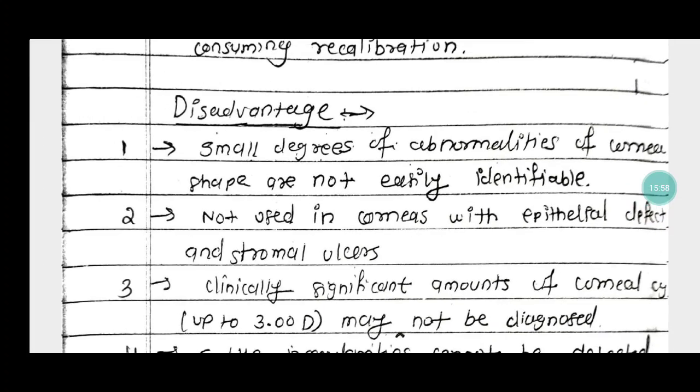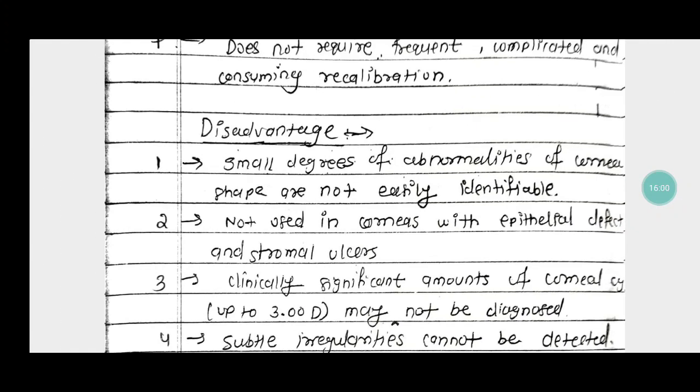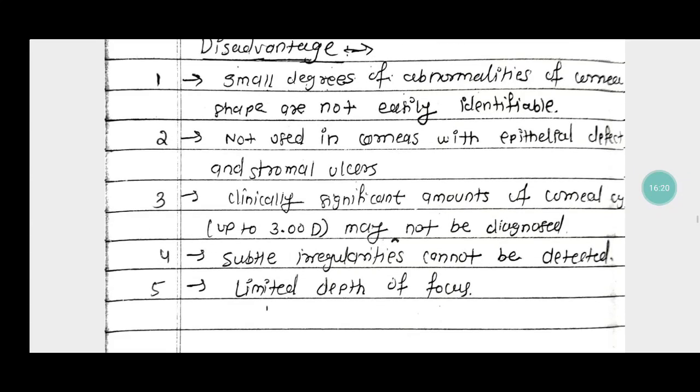So the disadvantages: small degrees of abnormalities for the corneometer shape are not easily identifiable, and it is not used in corneas with epithelial defects and stromal ulcers, where clinically significant amounts of corneal cylinders up to 3D may not be diagnosed. Subtle irregularities cannot be detected, and there is limited depth of focus.